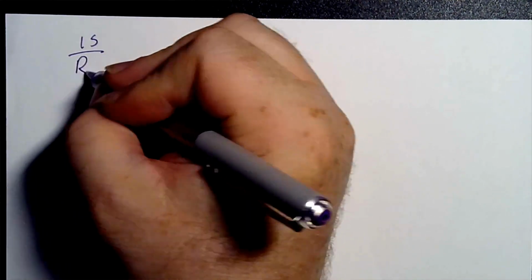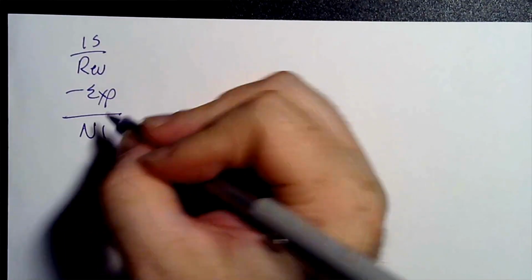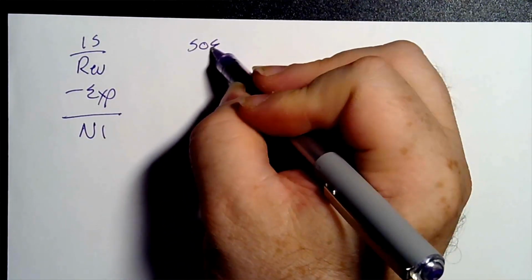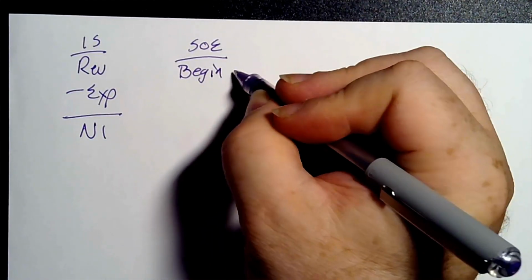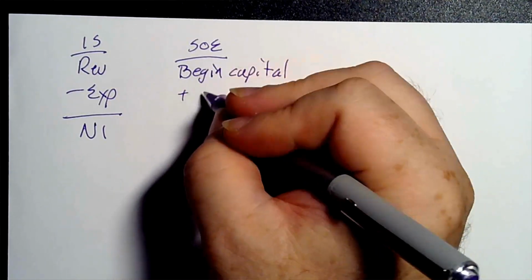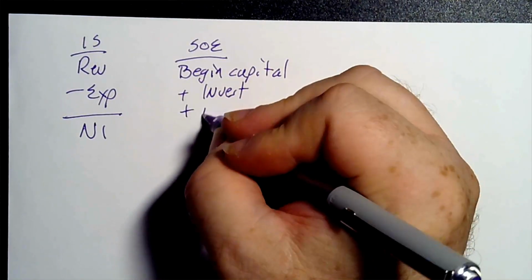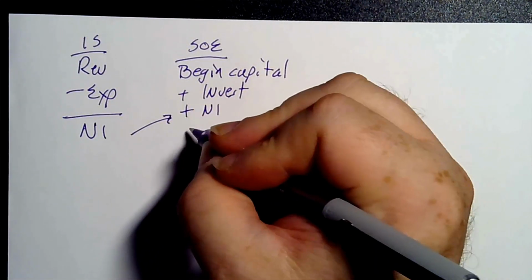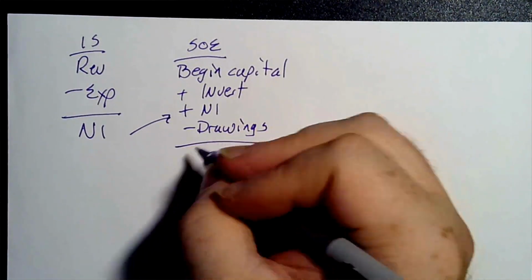So the income statement is revenue minus expenses equals net income. The statement of owner's equity is the beginning capital plus new investments plus net income minus drawings equals ending capital.